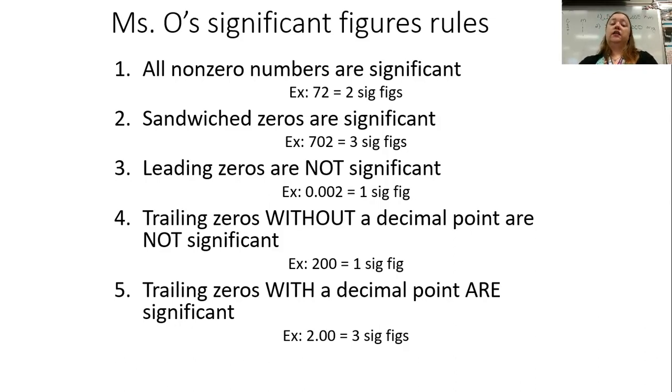So then you get to trailing zeros. Now, Mr. P's video and the flipping physics video had just one rule for trailing zeros. I made two rules of it. But anyway, trailing zeros without a decimal are not significant. So something like 200 without a decimal only has one significant figure, and that being the 2. The zeros do not count because they're trailing without a decimal point.